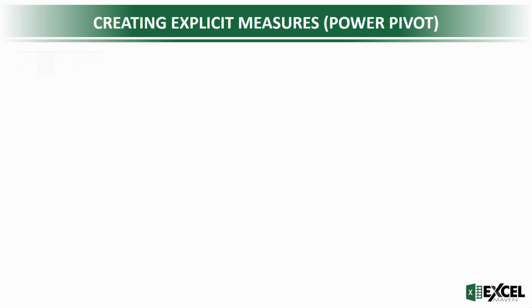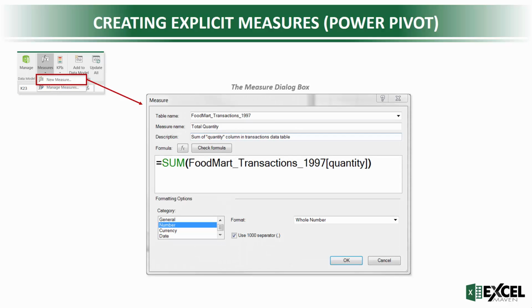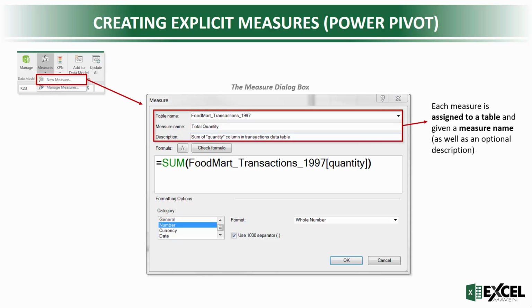So in your Power Pivot tab, you'll see a button called Measures. And when you click New Measure, it'll open up the Measure dialog box that looks like this. So at the top of the dialog box, you've got information about the measure. Every measure gets assigned to a table so that you know where to find it in your pivot table field list. It's given a measure name. Again, you can use spaces here if you choose. And you've got an optional description. So that's kind of up to you if you want to use descriptions or not.